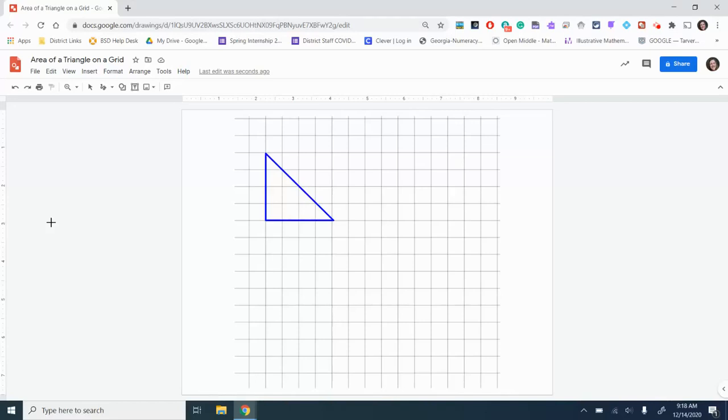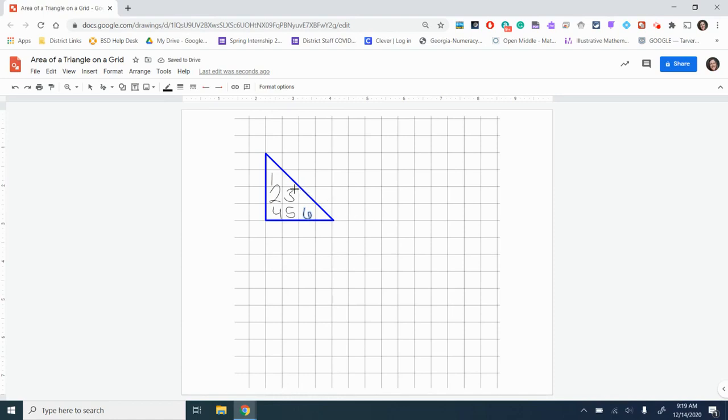Let's see if we can find the area of this triangle. I want to start by estimating by counting up the total number of square units that I can see here. 1, 2, 3, 4, 5, 6. I see 6 complete square units.